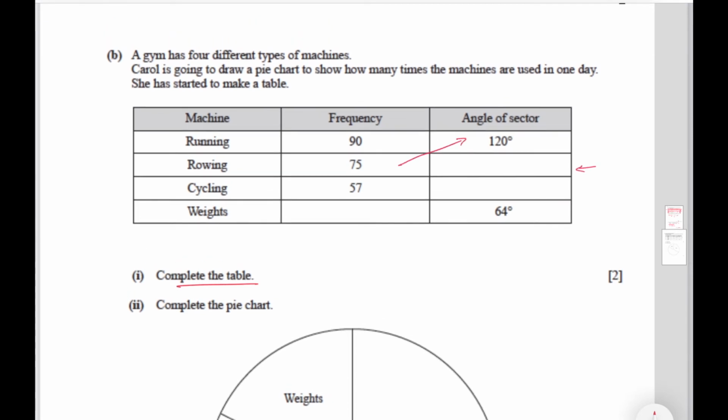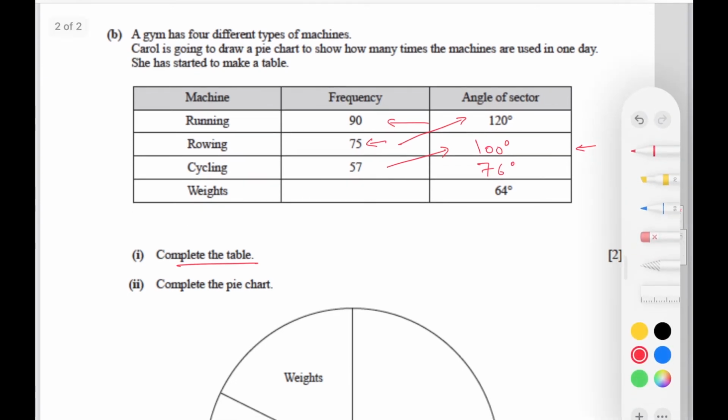We multiply 75 and 120. First we do that. 75 times 120, and then we divide it by this value over here, which is 90. So this comes out to be 100 degrees. Okay, we do the same over here. We multiply 57 by 100. That's like 5700, and then we divide 5700 by 75 over here, this gives us 76 degrees.